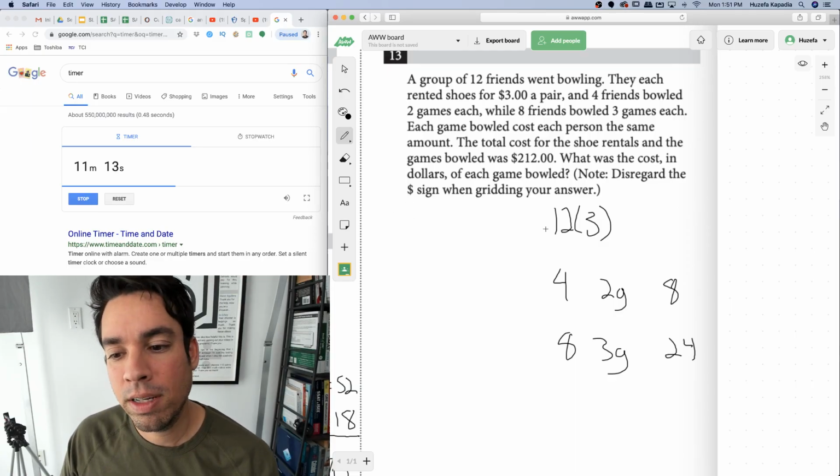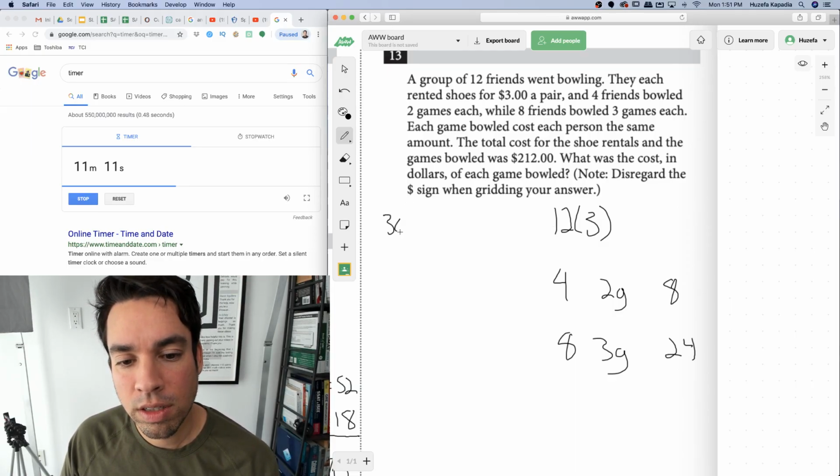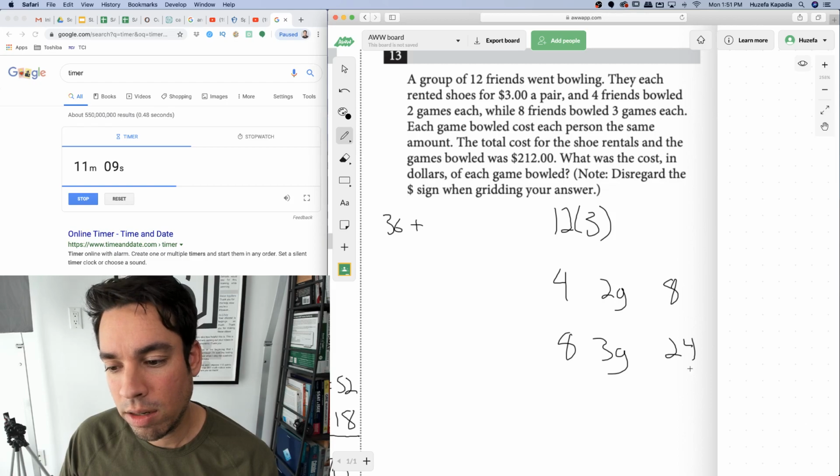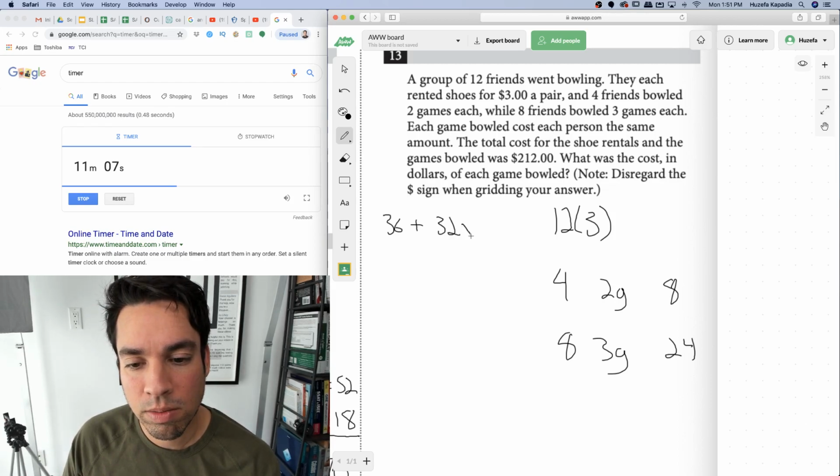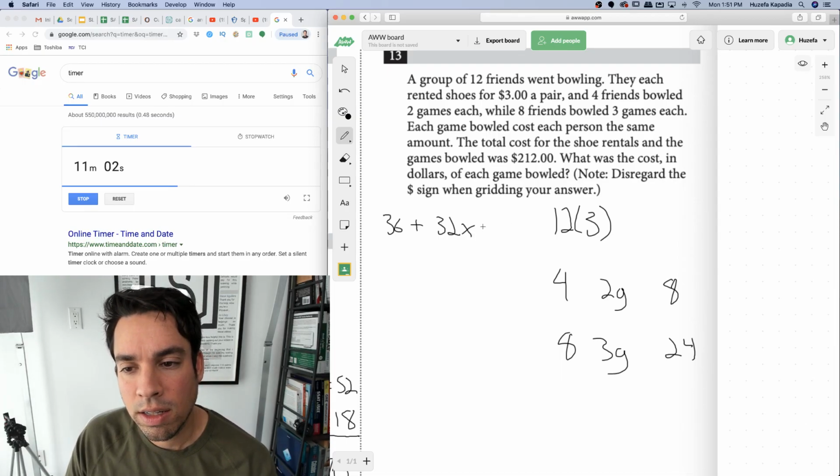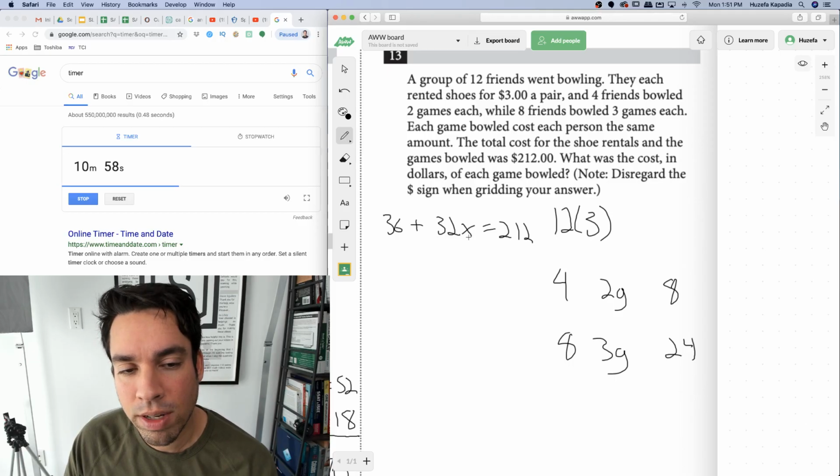Okay, so that means 36 plus 8 plus 24, 32 games times X, where 32 is the number of games and X is the amount per game. And then the total cost is $212. What is the cost in dollars of each game bowled? So we're trying to find X.